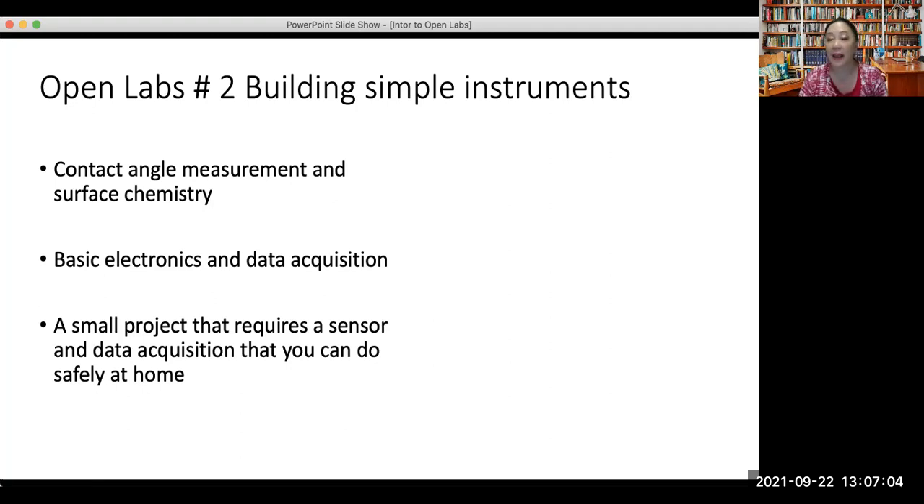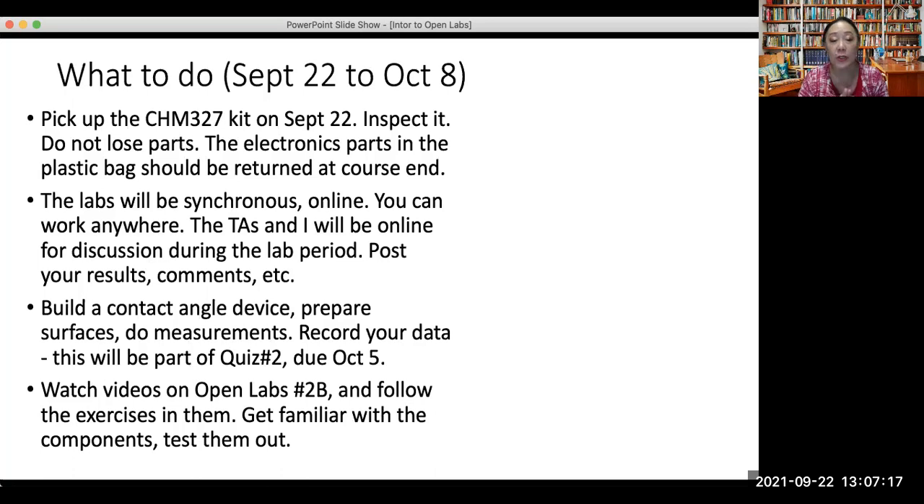And it has to be safe because we're not going to be doing Open Labs 2 in our lab. It will be done remotely. It can be in your room, it can be outdoors, wherever you feel comfortable doing it, but you have to be safe.